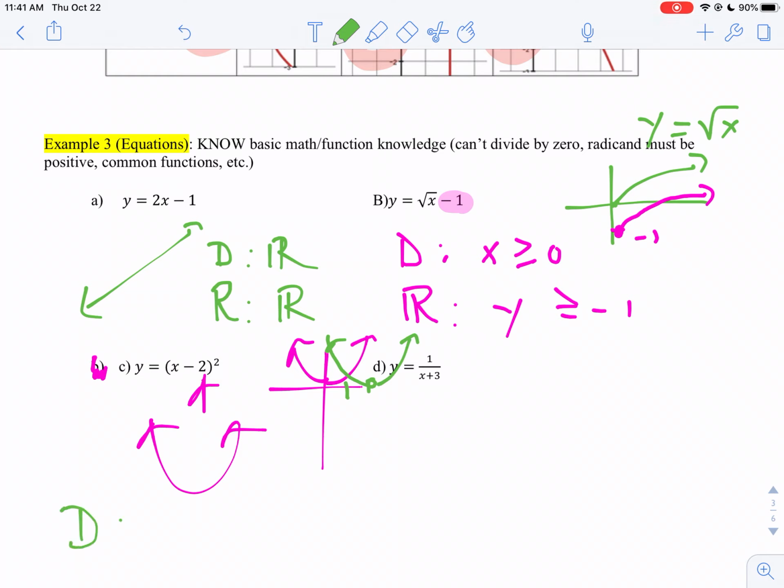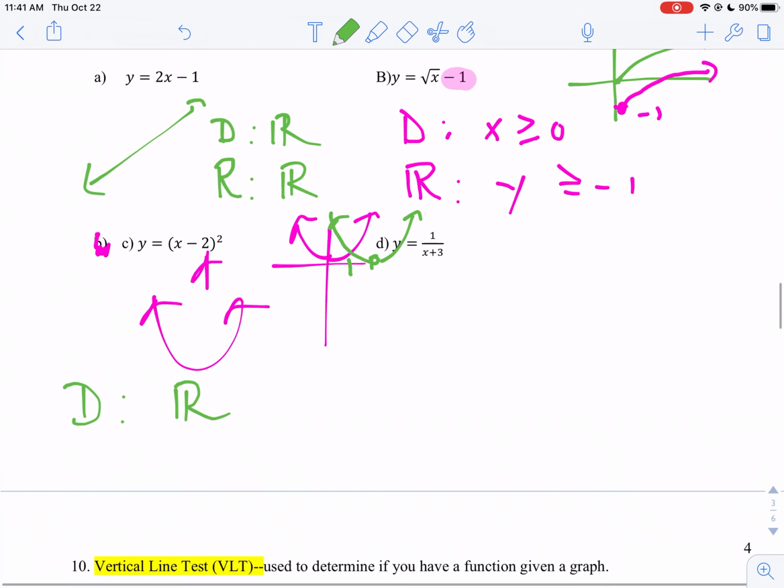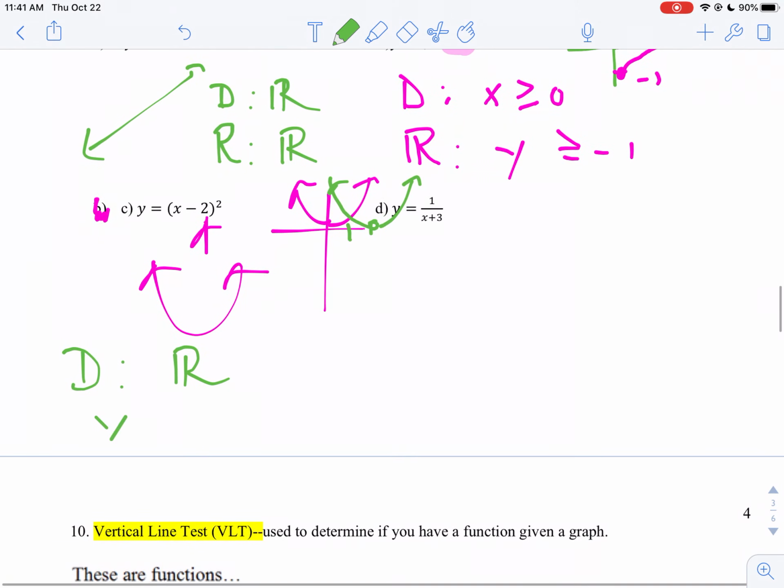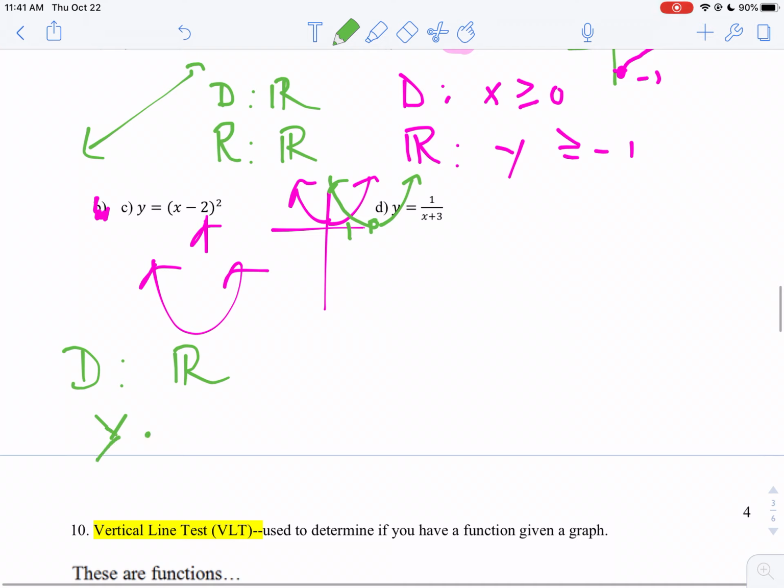So your domain for this one, from your common parent graphs, is all reals, and your y function is just going to, not y function, what did I put down? I meant to say the range. It's too early in the morning. The range would be everything equal to 0 or greater.